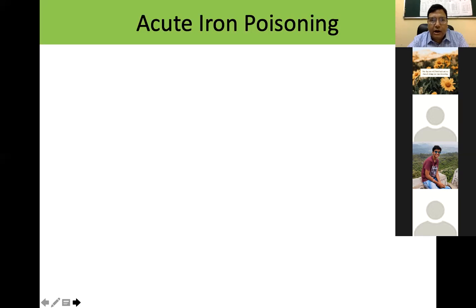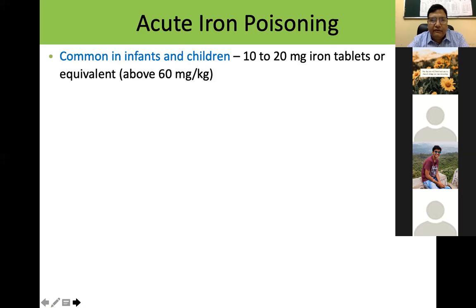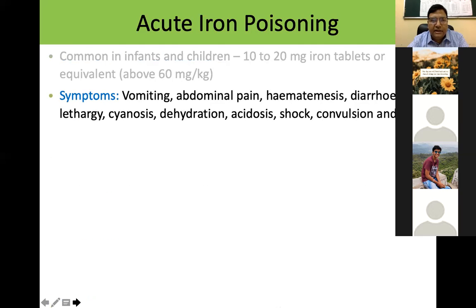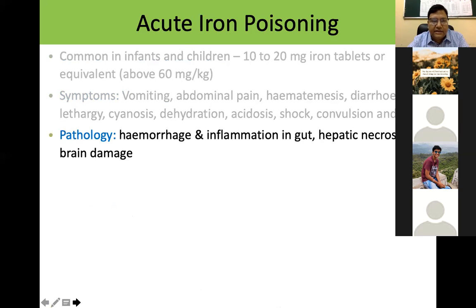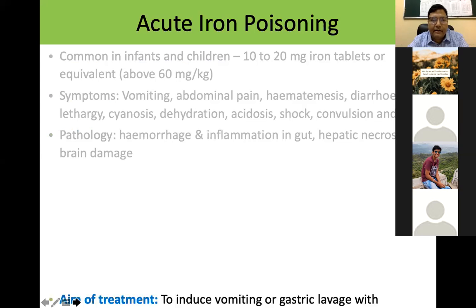Coming to acute iron poisoning, it is very common in infants and children when they consume around 10 to 20 milligram iron tablets, or more than 60 milligram of iron per kg body weight. The symptoms include vomiting, abdominal pain, hematemesis, diarrhea, lethargy, cyanosis, dehydration, convulsion, and shock, and finally death. In the pathology we can find hemorrhage and inflammation in the gut, hepatic necrosis, and brain damage.